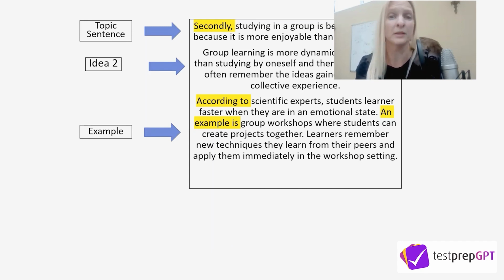a collective experience. Now, it's still a little bare. I definitely need an example to offer some proof that this is true. According to scientific experts, students learn faster when they are in an emotional state. An example is group workshops, where students can create projects together. Learners remember new techniques they learn from their peers and apply them immediately in the workshop setting.